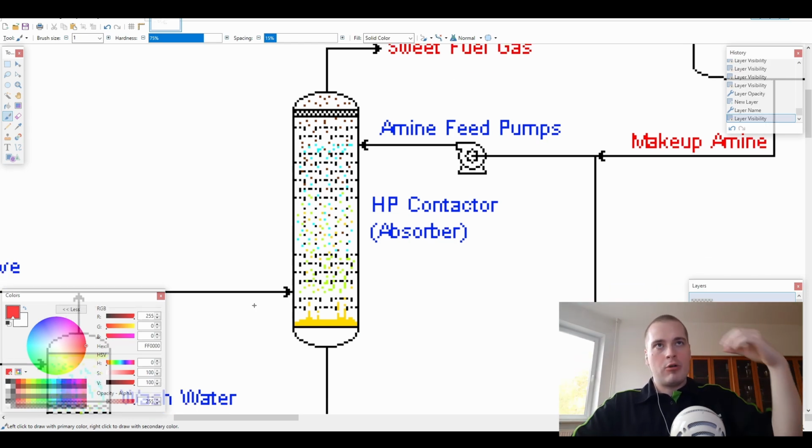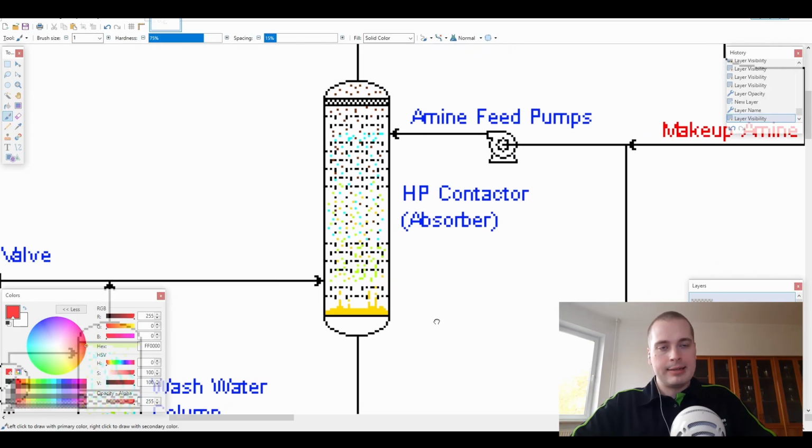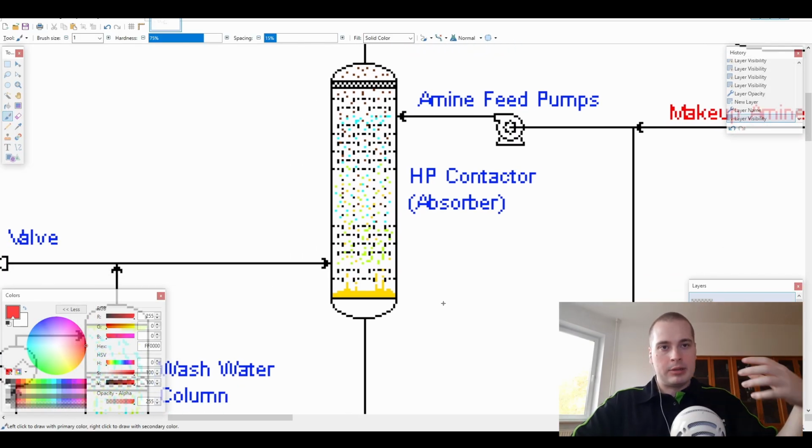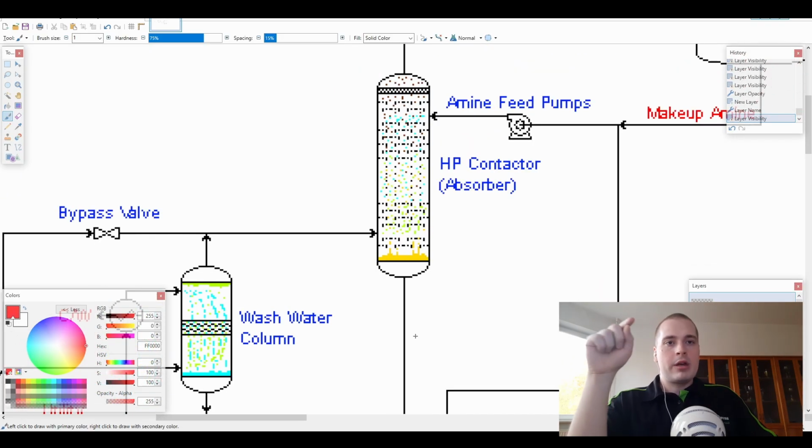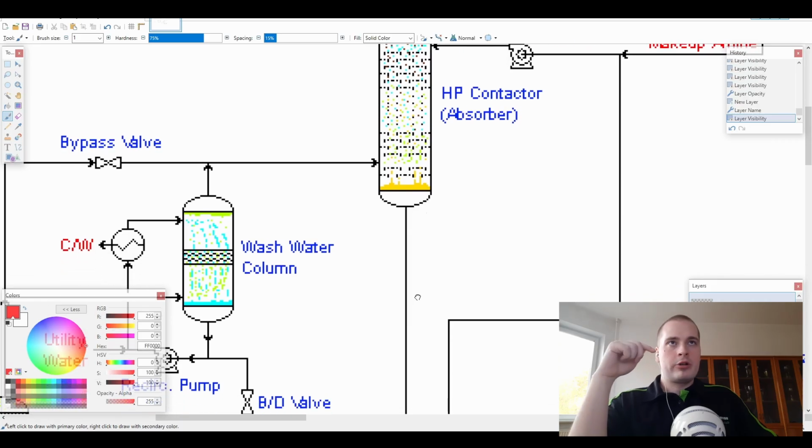Anyway, once our lean amine reacts with the acid gas, it absorbs all the hydrogen sulfide and becomes rich amine. From there, it flows into our low pressure contactor.